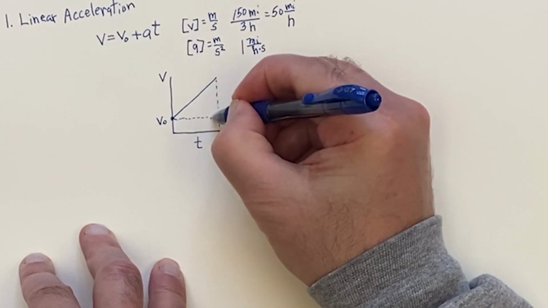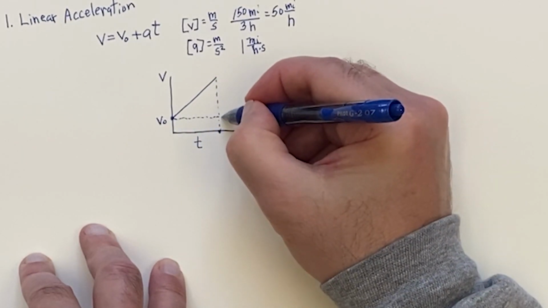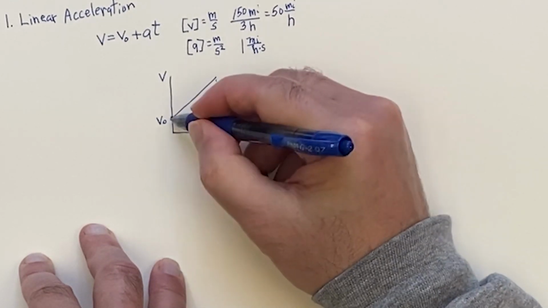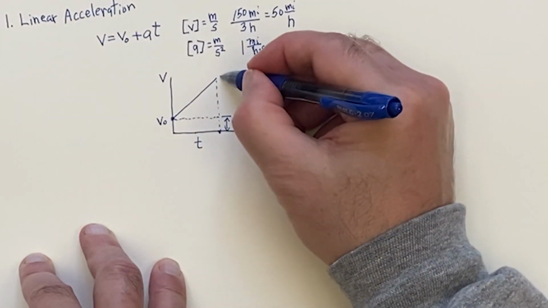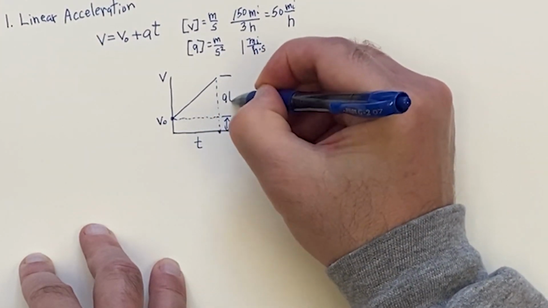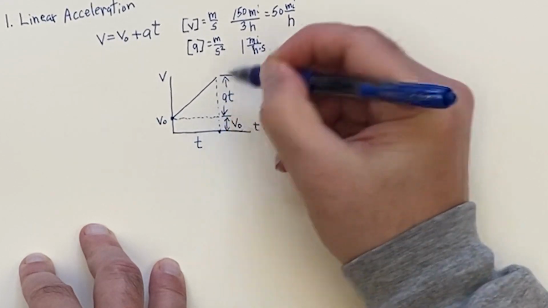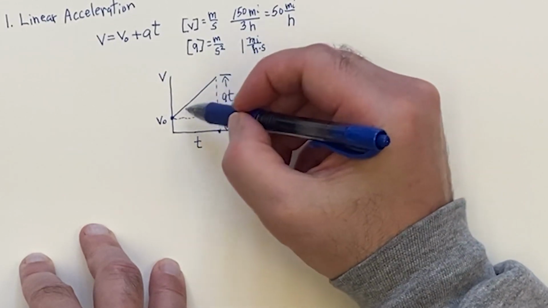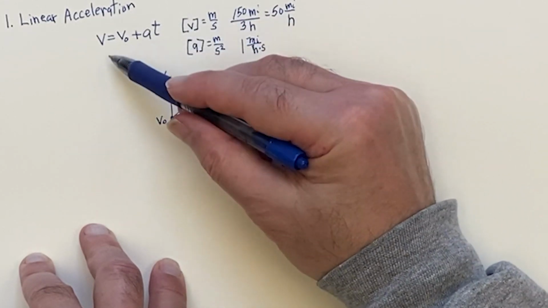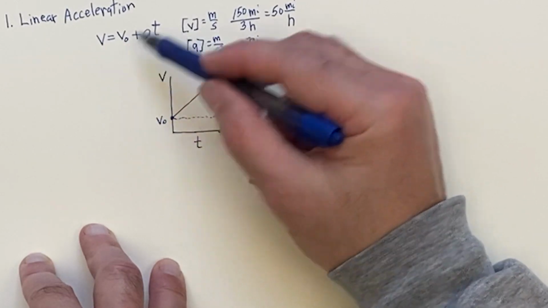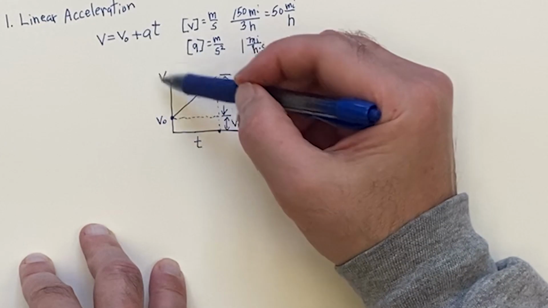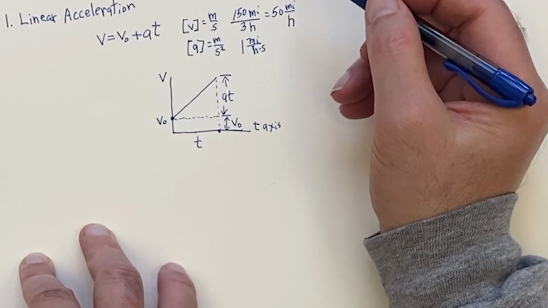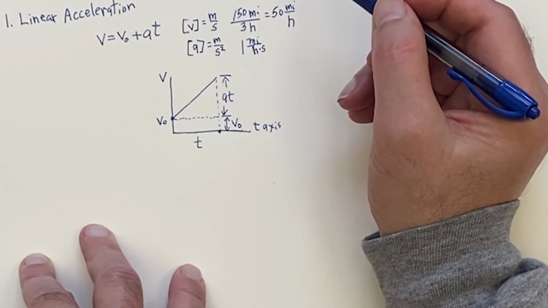And if you look at this graph, you can see that you have here, this height is v naught, corresponding to v naught. And then this extra piece here is a times t. That's how you can graphically see what these things mean. Or the equation like y equals mx plus b, where then the intercept is the v naught and the slope here is the a.